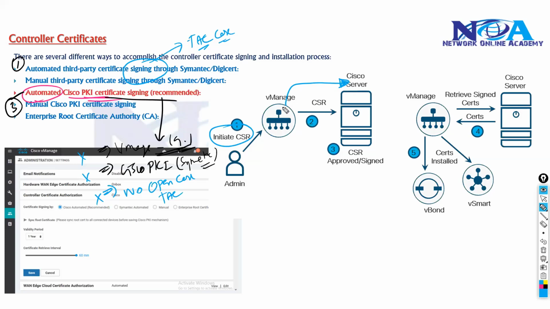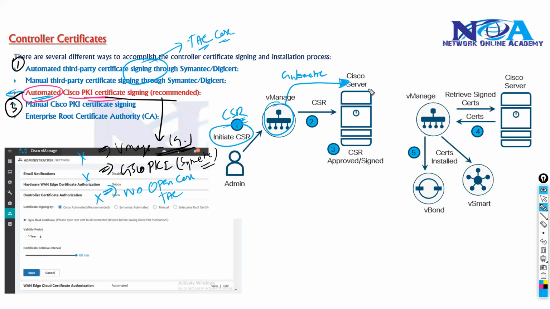So every controller will have its own CSR. Here in the diagram, you can see there is a vManage, but every controller has its own CSR, which is sent to the Cisco server. And this is an automatic process. Again, as I said, the third option is automated. So this process is automatically sent to the Cisco PKI certificate server.